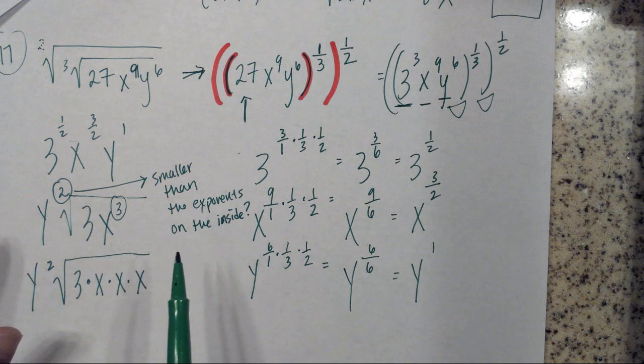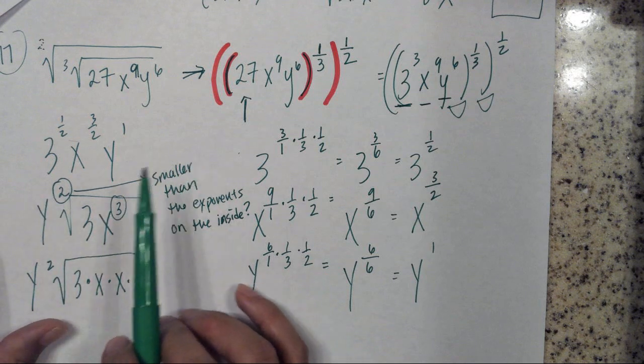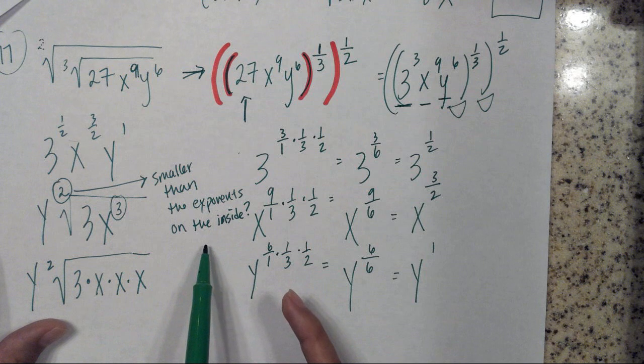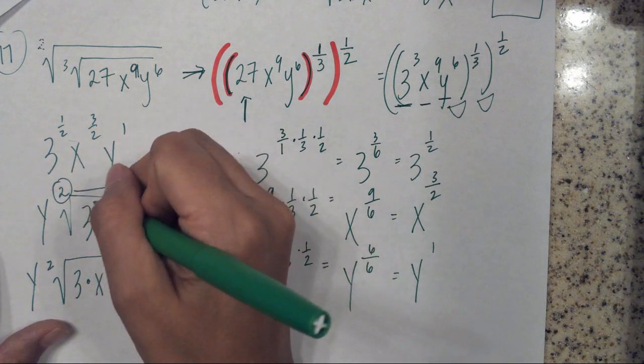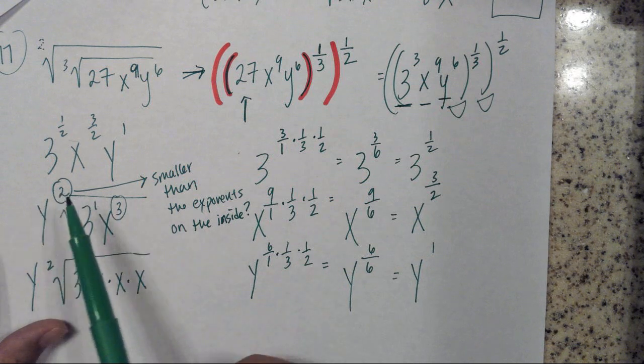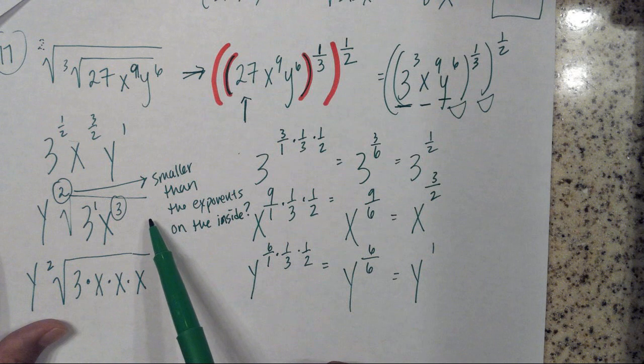So let me go back. I always check if this number is smaller than the exponents on the inside. That's what I'm looking for. So see, this is a 1. 2 is bigger than 1, so we're good. But is 2 bigger than 3? No, it's smaller. So that means I need to simplify the x's.